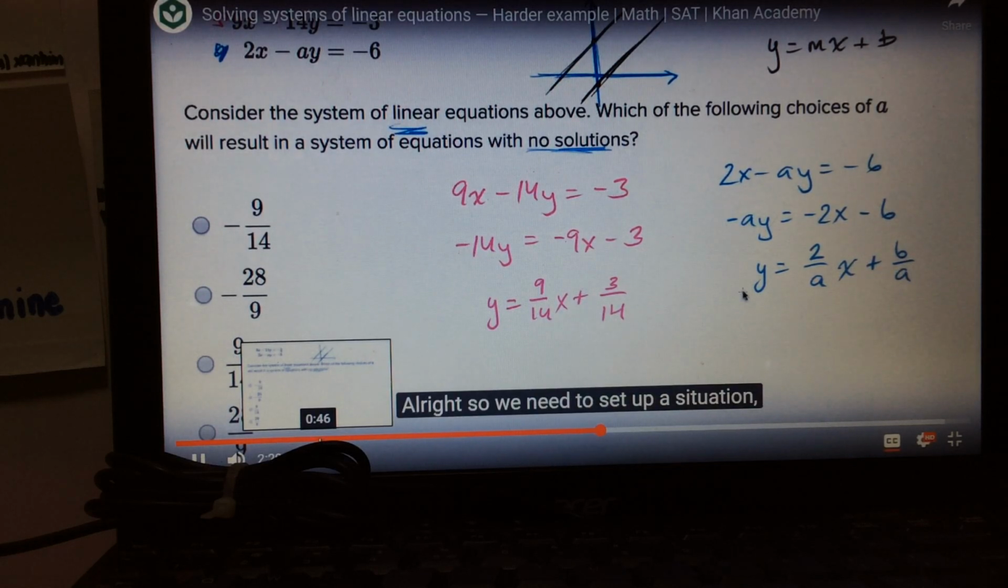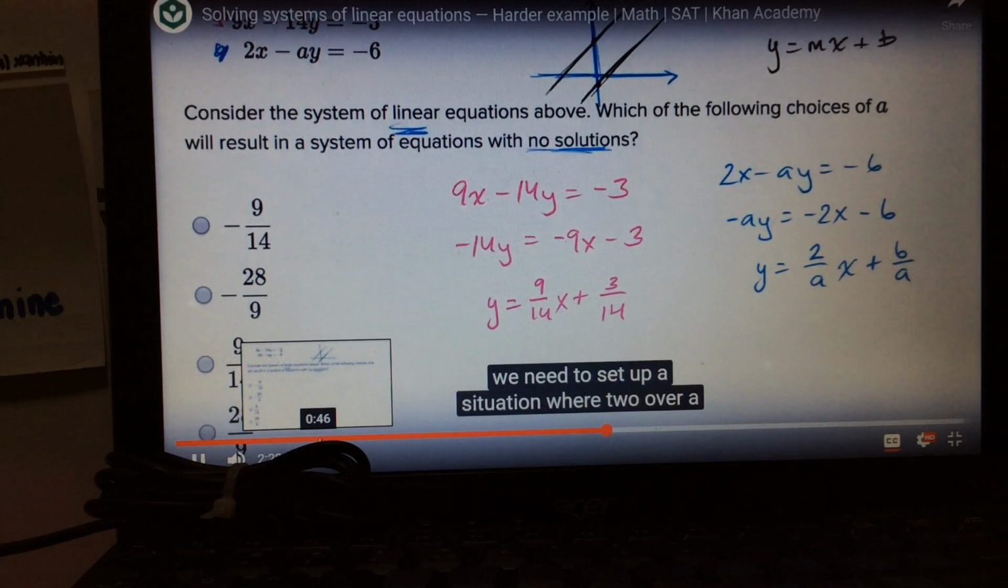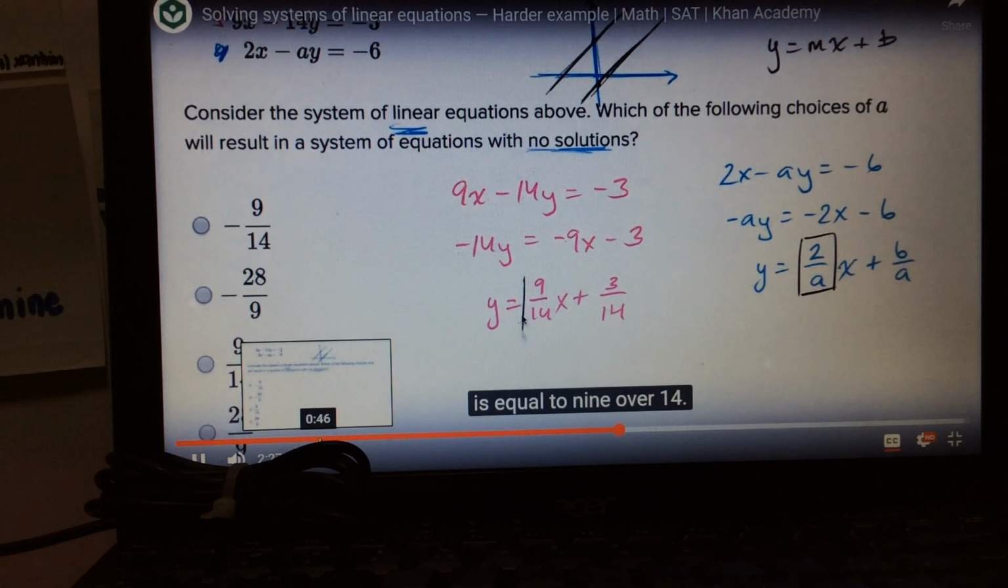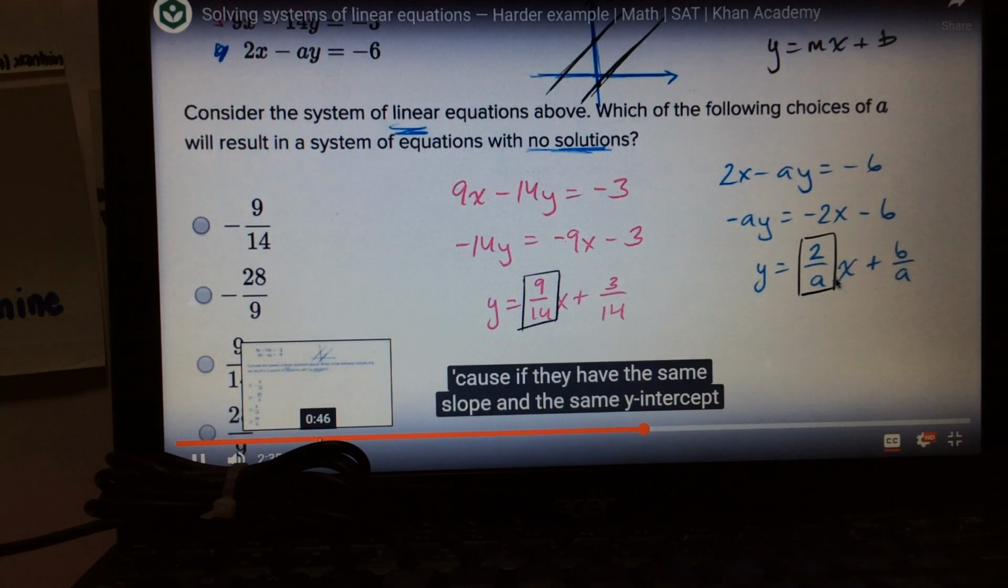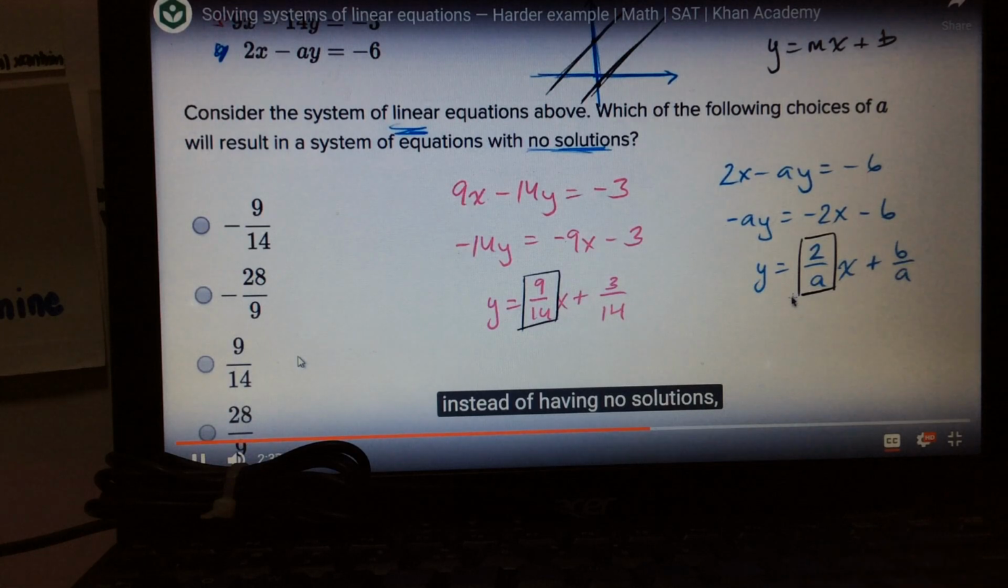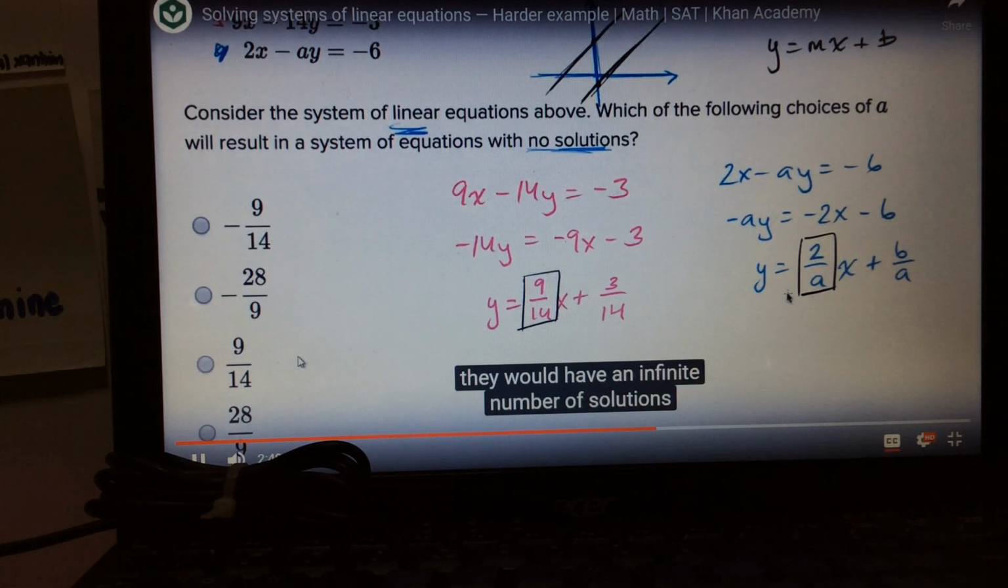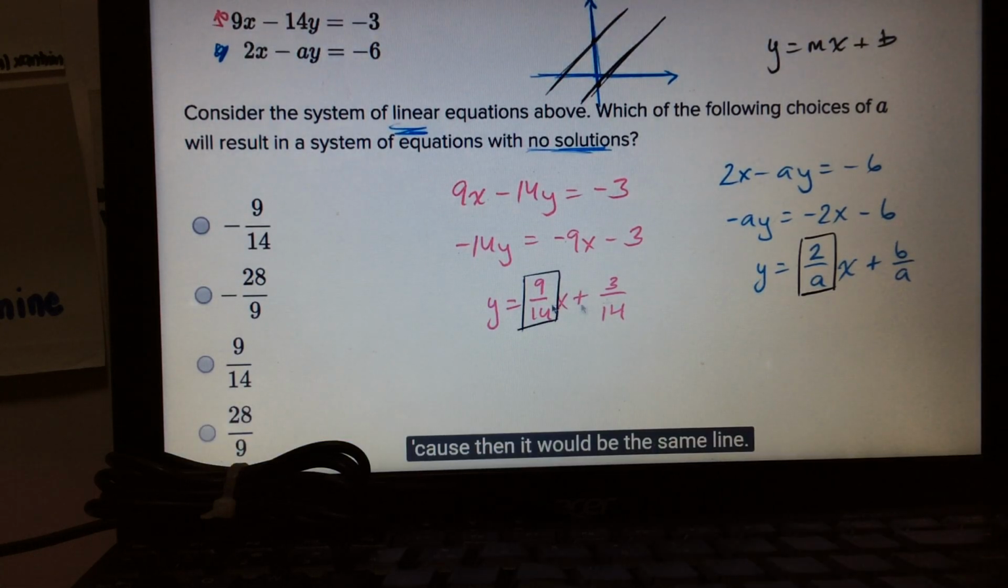All right. So we need to set up a situation where 2 over a is equal to 9 over 14. These two things have to have the same slope. And then when we figure out that a, we have to verify that they have different y-intercepts, because if they have the same slope and the same y-intercept, instead of having no solutions, they would have an infinite number of solutions, because then it would be the same line. But let's solve for a.